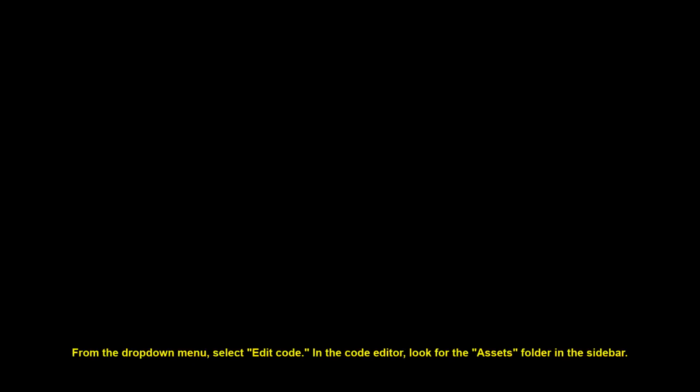In the code editor, look for the Assets folder in the sidebar. Expand the folder to see if any image files remain. If you find the product images, note down their file names. If there are no images, go back to the Themes page.